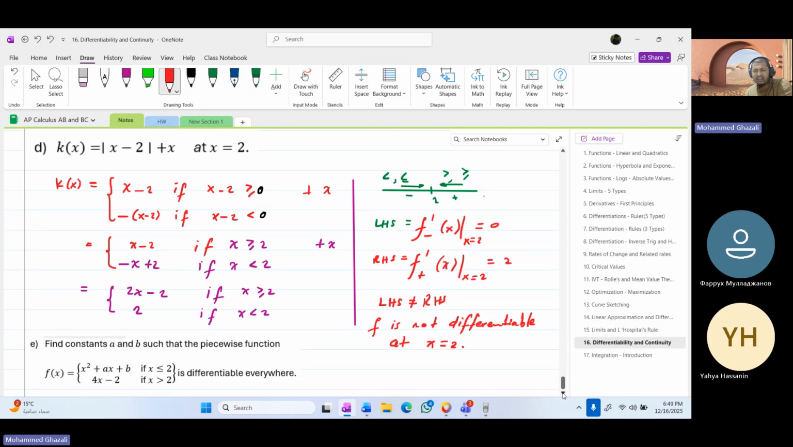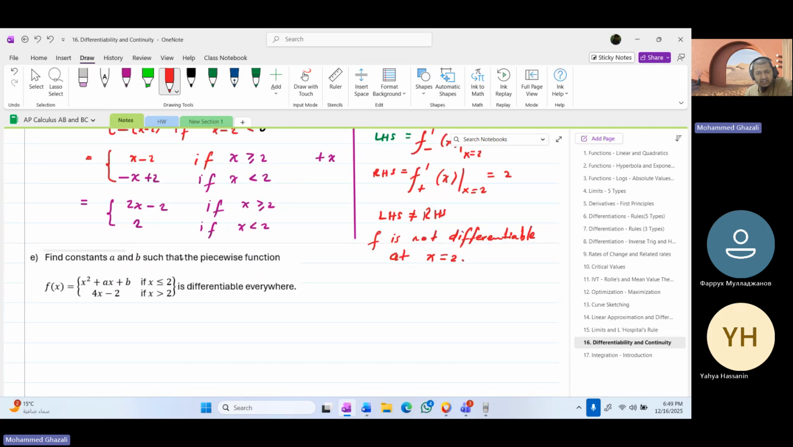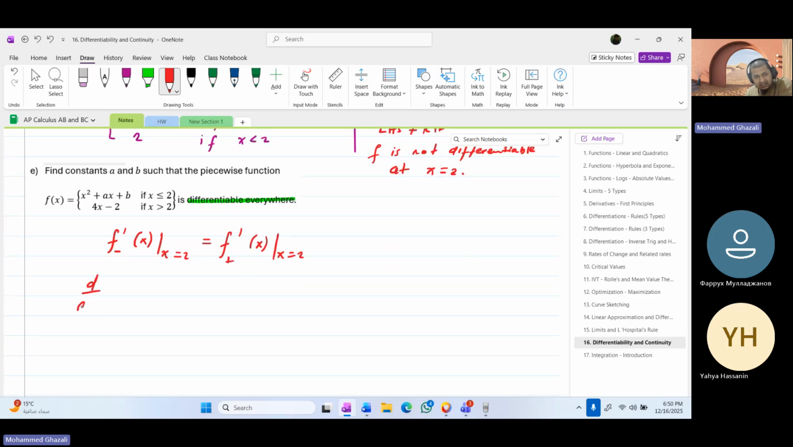Now last example with a and b. Find the constants a and b such that the piecewise function is differentiable everywhere. So what does differentiability mean? It means f prime from the left-hand side equals f prime from the right-hand side. So f prime of x at x is equal to 2 from the left must be equal to f prime of x at x is equal to 2 from the right. So from the left-hand side, we can say d/dx, derivative of what? Left-hand side, x squared plus ax plus b.